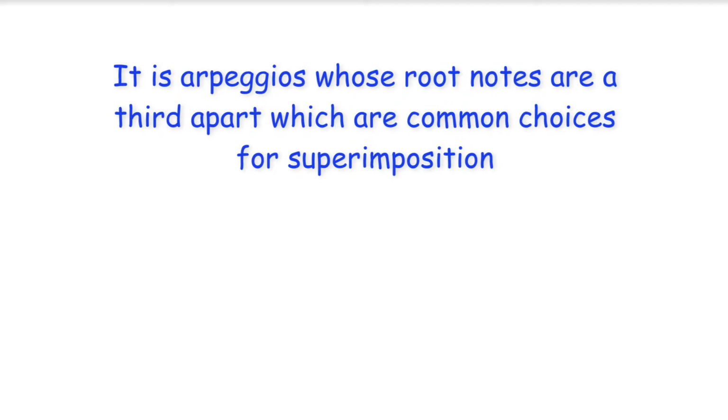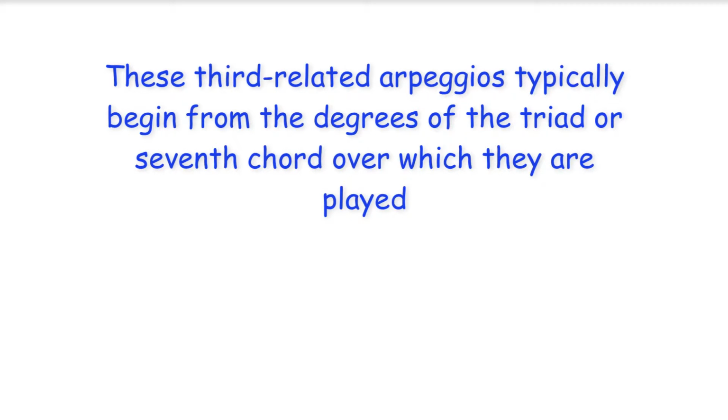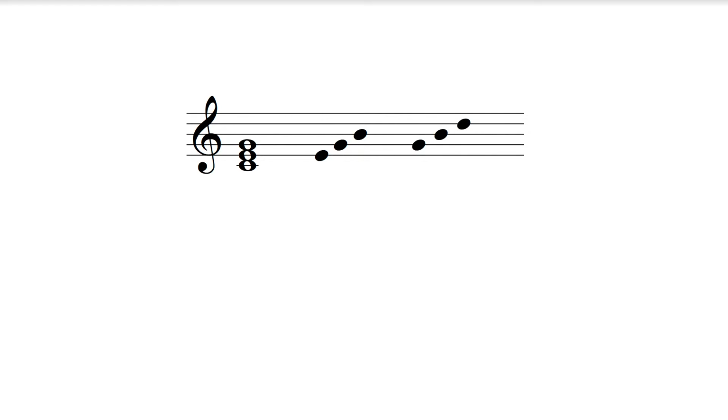Often triad arpeggios are superimposed, although seventh chord and extended chord arpeggios may also be used. It is arpeggios whose root notes are a third apart which are common choices for superimposition. These third-related arpeggios typically begin from the degrees of the triad or seventh chord over which they are played. For example, over the C major triad, an E minor arpeggio and G major arpeggio may be superimposed. The superimposed E minor arpeggio implies a C major 7 chord, while the G major arpeggio implies a C major 9th chord.